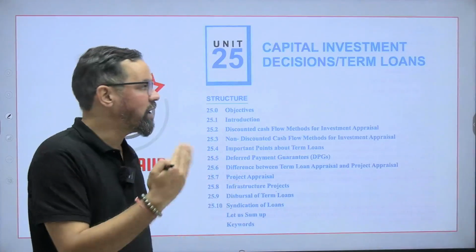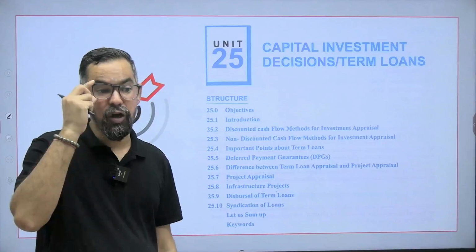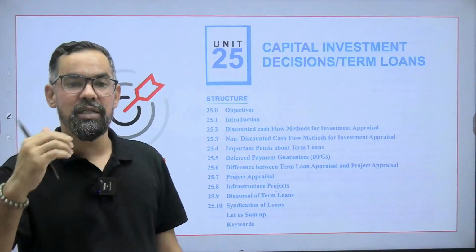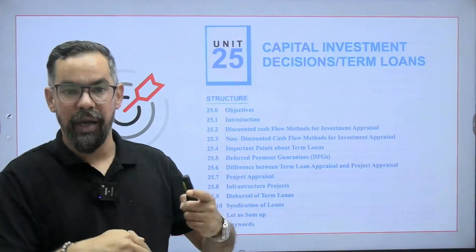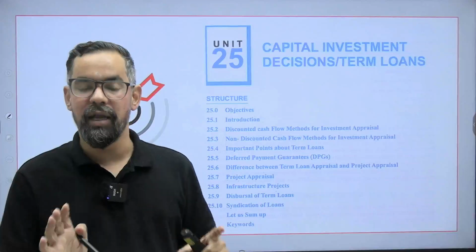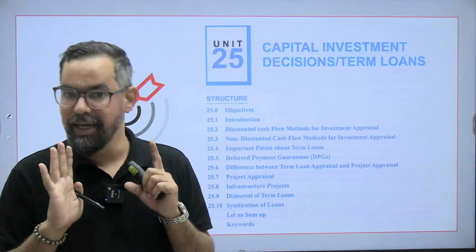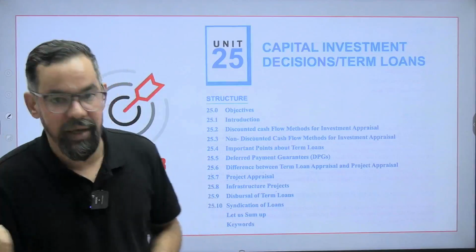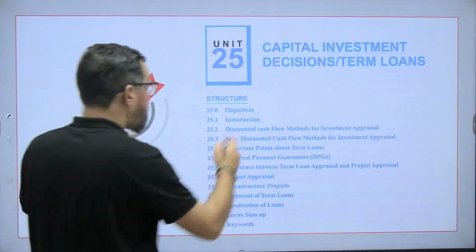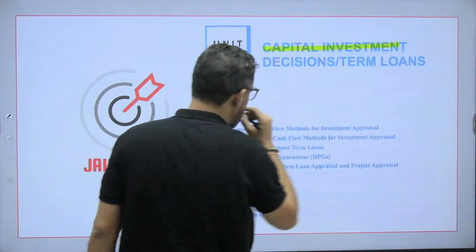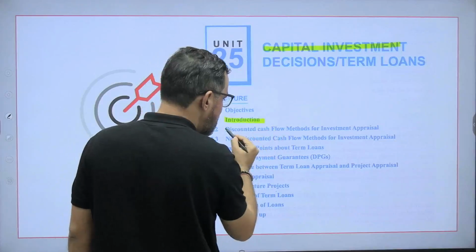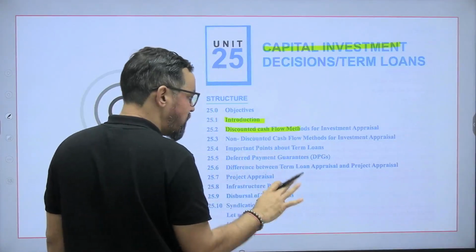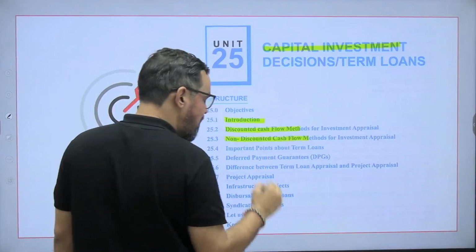The next part is your term loan. Term loan means organizations generally take loans from the bank, so the bank has some guidelines, appraisals and others, which follow syndication if the amount is very high. So capital investment decisions include the basic introduction, discounted cash flow methods and non-discounted cash flow methods.